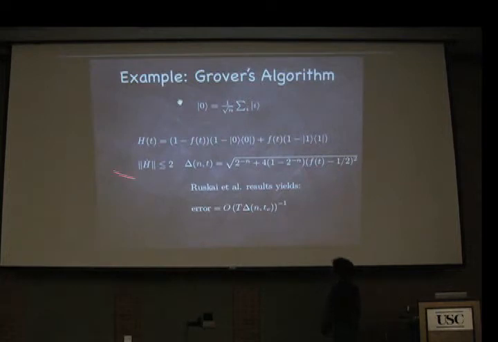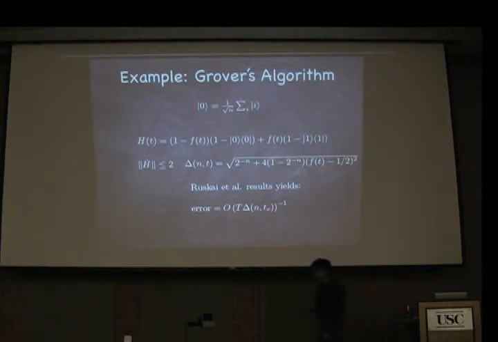So here you see that the norm of the time derivative of the Hamiltonian, in this case, is small. It's bounded, it doesn't depend on the number of degrees of freedom, because the whole Hamiltonian only involves two states. It's a very simplified situation. And so the only thing that scales with the number of spins is the minimum gap, which goes down like the inverse of the square root of the number of spins.